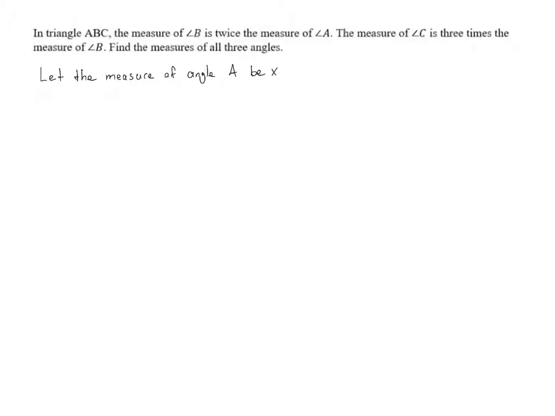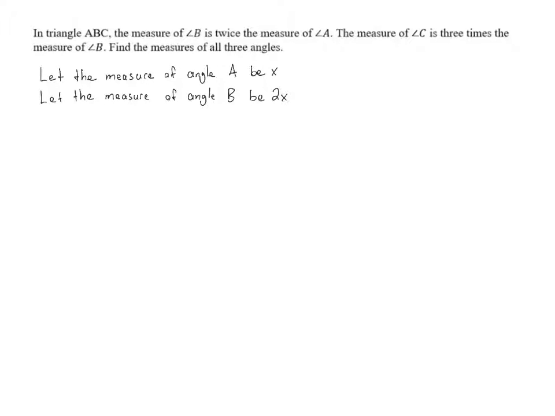We're going to let the measure of angle A be x. Now we need expressions for the measures of angle B and angle C. So let's let the measure of angle B be, well, we're told the measure of angle B is twice the measure of angle A. So again, if the measure of angle A is x and the measure of angle B is twice that much, it's going to be 2x.